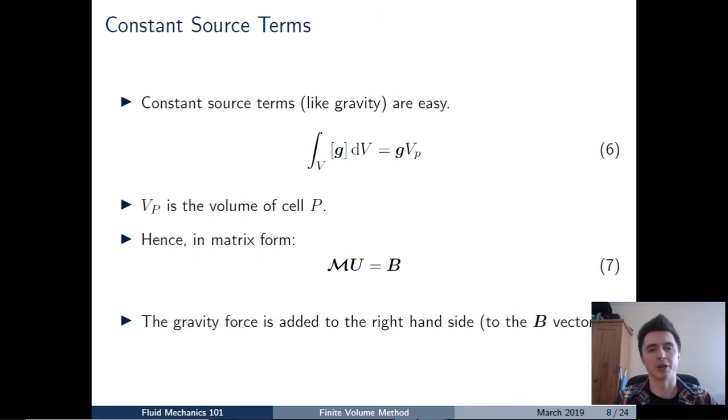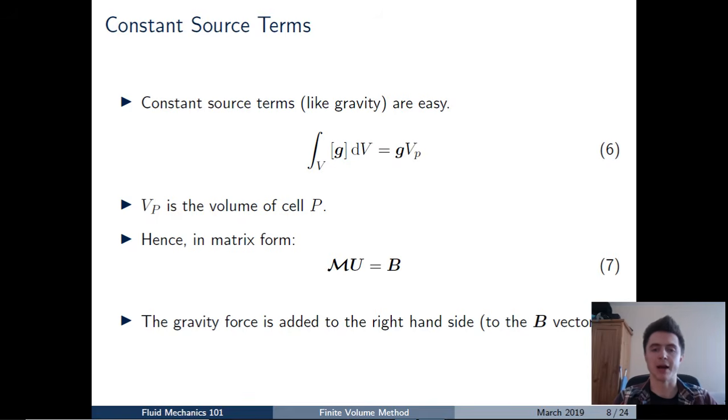To start things off, we're going to be looking at the source term as it's the most straightforward. If we have a constant source term, say acceleration due to gravity g, then that source term is constant across the cell, and of course we pull it outside the integral, and so the finite volume integration is g multiplied by Vp.